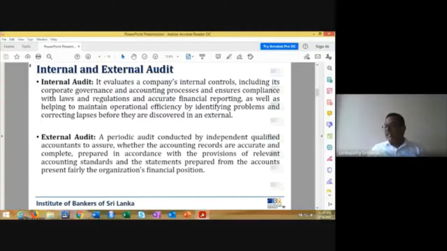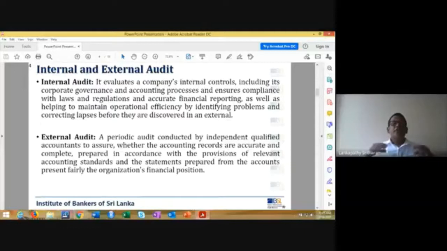So since the shareholders appoint them, and these people have the responsibility of giving the opinion to the shareholders and stakeholders on whether the financial organization's financial position is reflected by the financial statements, they just compare the accounting with the accounting standards as well as the statements prepared by accountants.